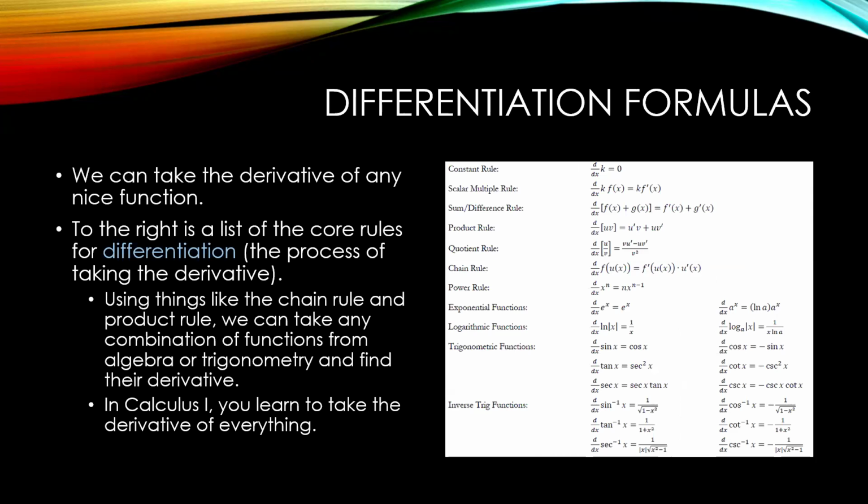And so differentiation formulas. We can take the derivative of any nice function. And by nice, I mean continuous. Continuous functions are great. But even if there's discontinuities, we can usually still take the derivative of it. To the right is a list of core rules for differentiation. Using things like the chain rule and product rule, we can take any combination of functions from algebra or trigonometry and find their derivative. If we're dealing with inverse trig functions, it's not a problem.